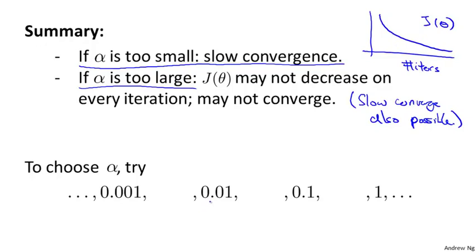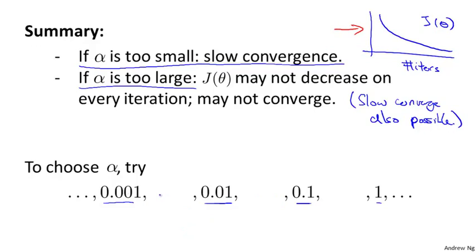Concretely, what I actually do when I run gradient descent is I try a range of values. So just try running gradient descent with a range of values for alpha, like 0.001, 0.01. So these are a factor of 10 differences. And for these different values of alpha, just plot J of theta as a function of number of iterations, and then pick the value of alpha that seems to be causing J of theta to decrease rapidly. In fact, what I do actually isn't these steps of 10.